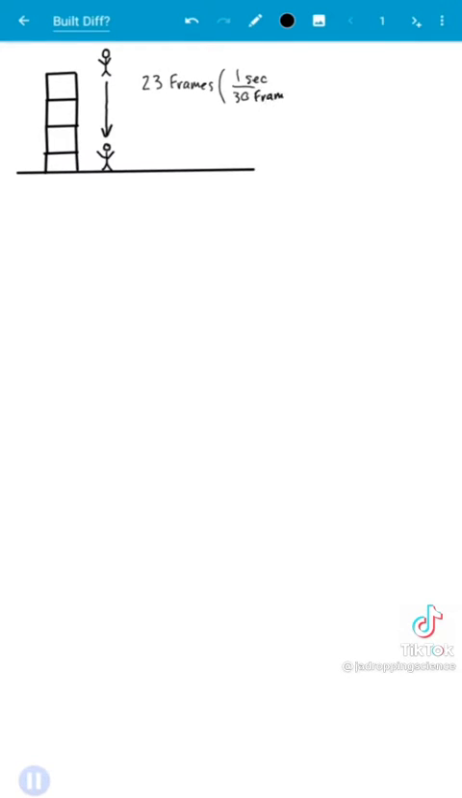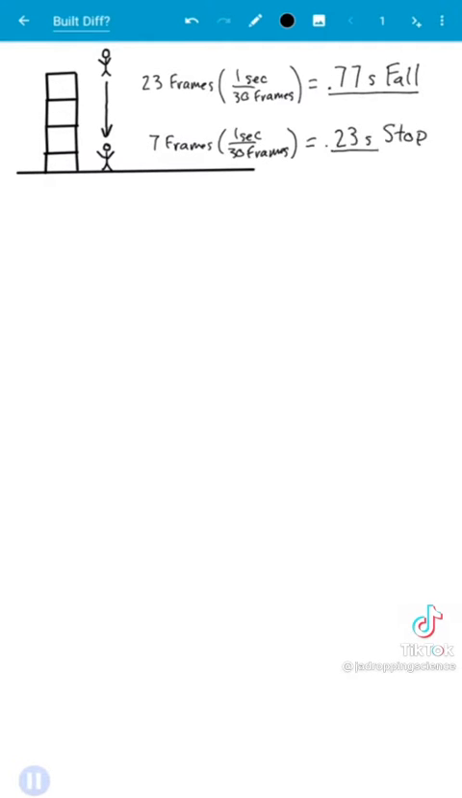Well, 23 frames times 1 second per 30 frames gives us 0.77 seconds of falling. Likewise, if he absorbed the full impact in 7 frames, that's 0.23 seconds to stop. To calculate his final velocity before impact, we'll use a kinematic relationship.